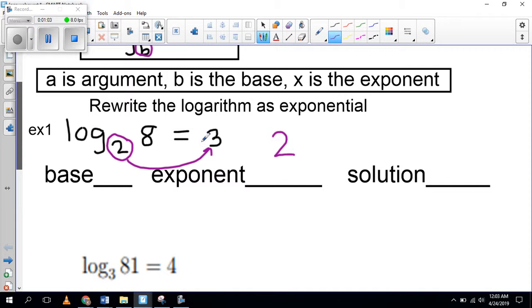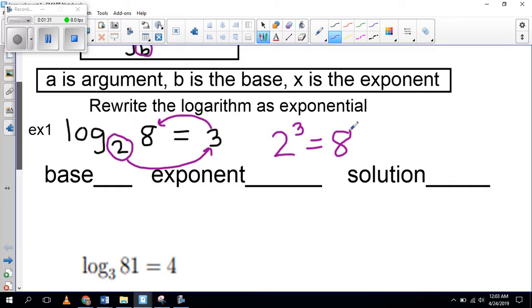And then it's going to be 2 to the third. So you see how that is? 2 is going to the third. 2 to the third. Okay? We're going to put equals. And now we're going to go to the 8. So 2 to the third equals 8. Okay? So that's how we rewrite it.